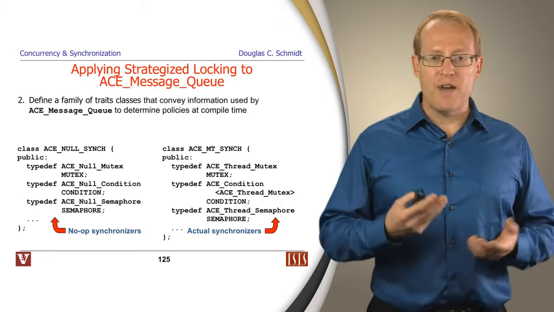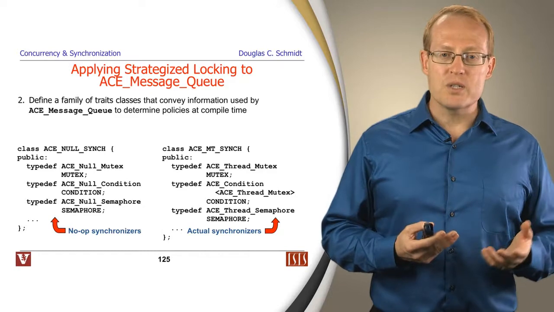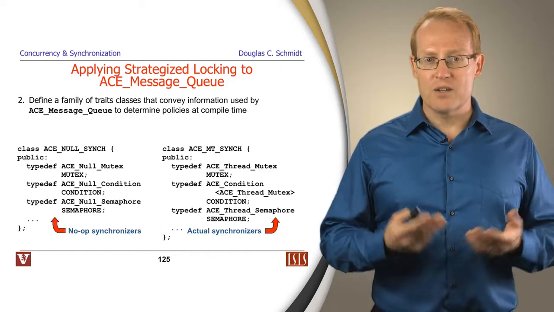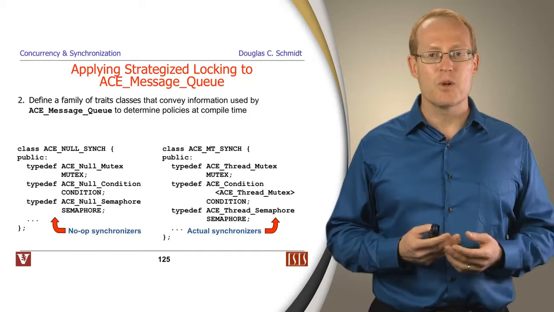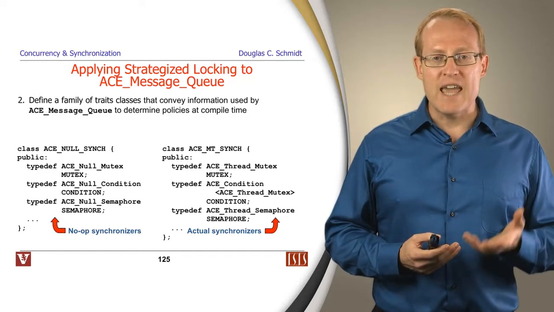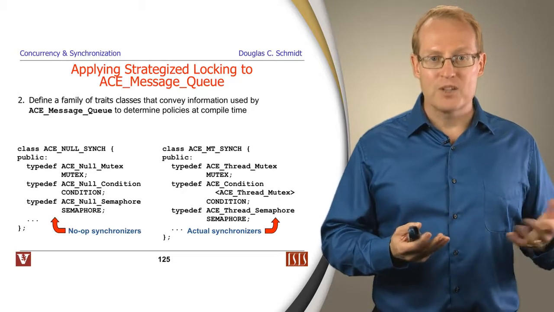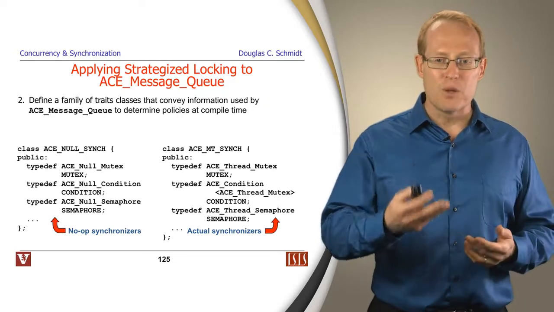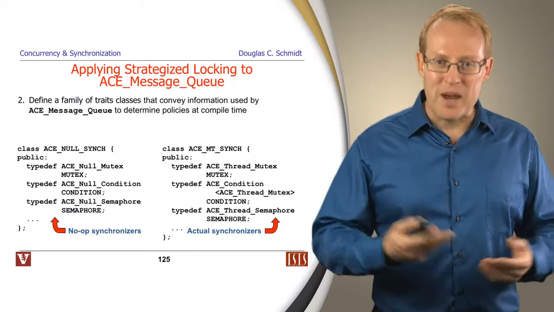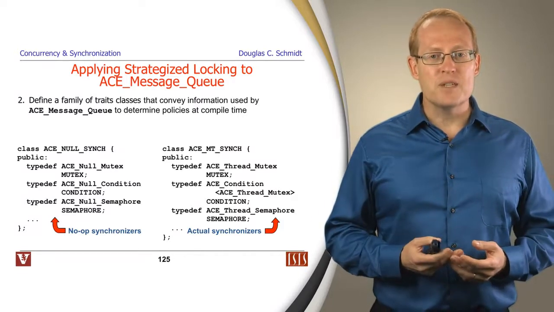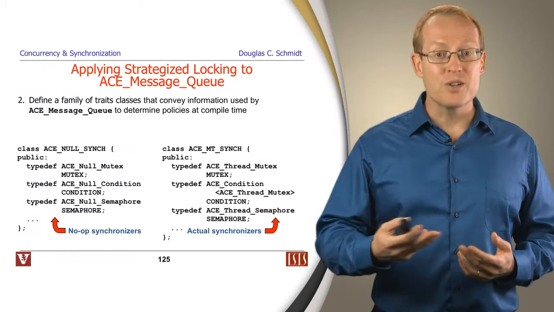Here's an example of how to define some of the different trait classes we might have. You'll notice here that we have 2 trait classes that are built in from scratch. You're welcome to add more, of course, because it's extensible. One model is the ACE null sync class, and this has nothing but a bunch of no-op traits that do nothing. They're the null mutex, the null condition, the null semaphore, using the null object pattern. The ACE empty sync, in contrast, that particular traits class, has real synchronizers.